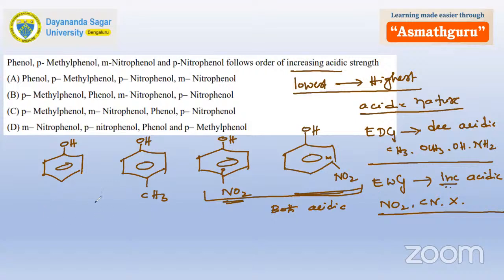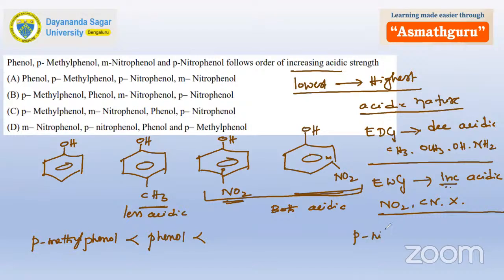Who is less acidic? Where the CH3 group is present, they are less acidic, because the CH3 group is a donating group. So first we have to start with this methyl phenol. Methyl phenol is less acidic. Then comes phenol, which is less acidic than the nitro ones. Then these both are more acidic. But among these two, who is more acidic? Paranitrophenol is more acidic, so it should come at last. Before it, it has to be metanitrophenol.